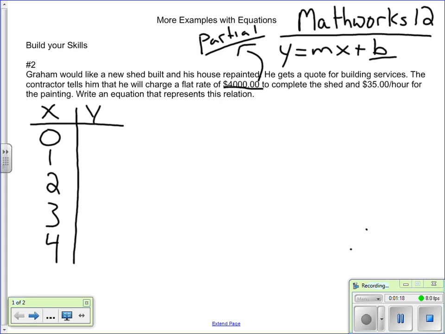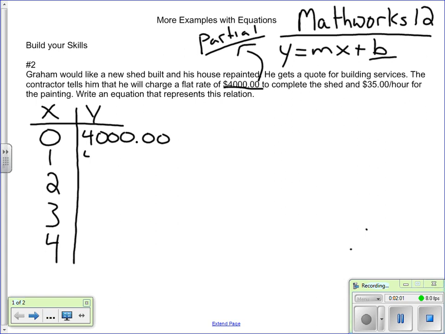Looking at this example, initially for the contractor, just for the shed itself, so for no hours, the contractor is going to charge $4,000. However, in order to do the painting as well, he's going to charge an additional $35 an hour. So we can assume that at zero, the flat rate will be $4,000 for the shed. If the guy didn't want the painting done, that would just be the price. But for every hour, the price is going to go up. So at zero, the price is $4,000.